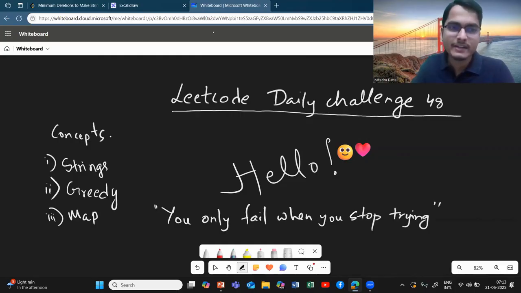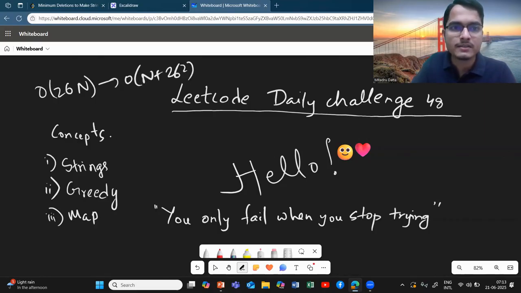So in today's daily challenge of LeetCode, I will show you two approaches. Both are O(n) time complexity, but one is O(26n) and another is O(n + 26²). So definitely this one is much better, and I will show you how exactly to arrive at the intuition.